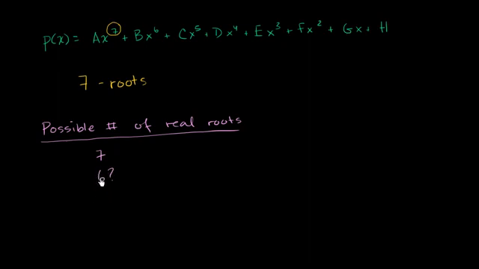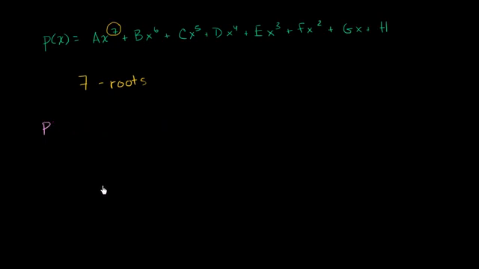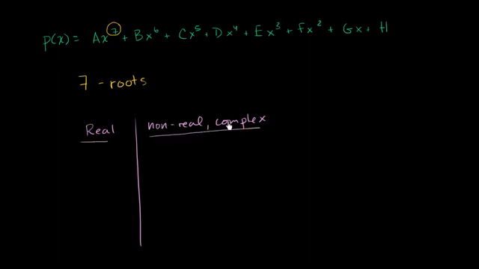Let me write it this way. So real roots, and then non-real complex. The reason why I'm not just saying complex is because real numbers are a subset of complex numbers, but this is being clear that you're talking about complex numbers that are not real. So you could have 7 real roots, and then you would have no non-real roots, and so this is absolutely possible.